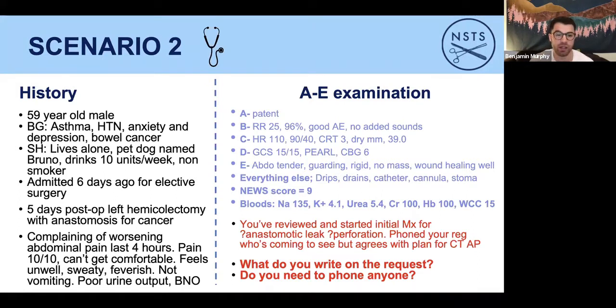Obviously, it'd be easier when you're doing it on a system, because there'll usually be set boxes to fill in. So have a think what you'd put in the main information box. Are there any investigations that they'd want to know about? And do you need to phone anyone to discuss the request?